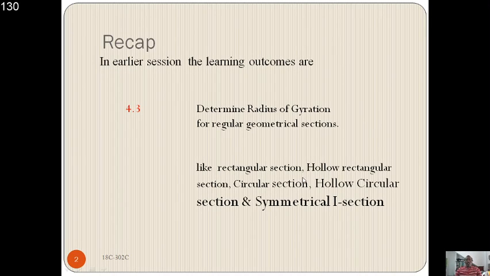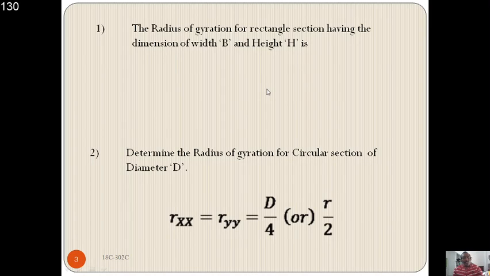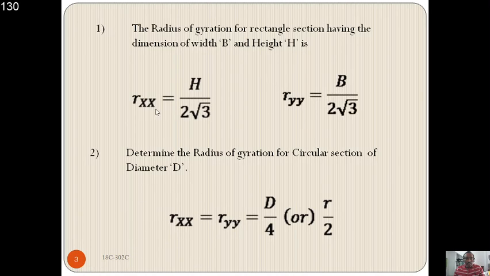Including hollow circular sections and hollow rectangular sections, we have also determined the radius of gyration of simple sections. Similarly, the symmetrical I section we are also seeing. So their conclusions are like this: the radius of gyration of a rectangle section having the dimension of width b and height h, then this is its radius of gyration, because rxx equals square root of I by A.